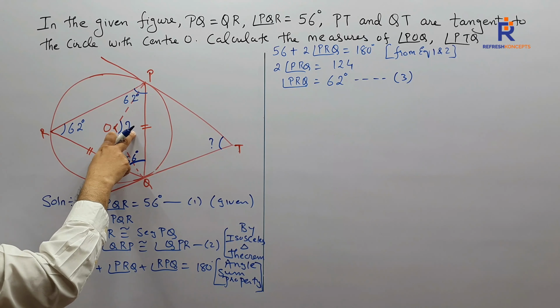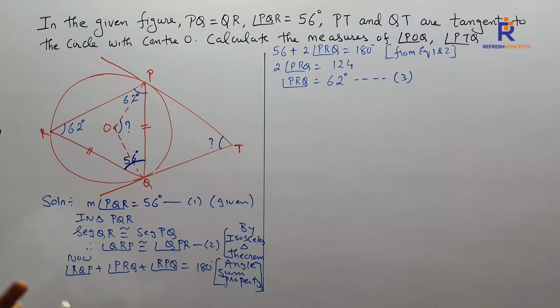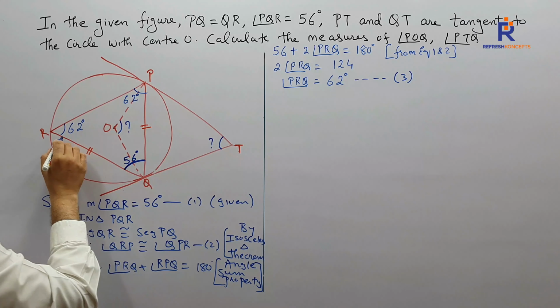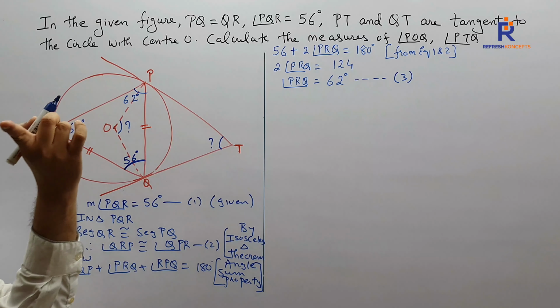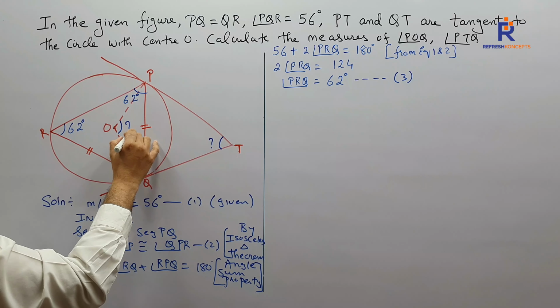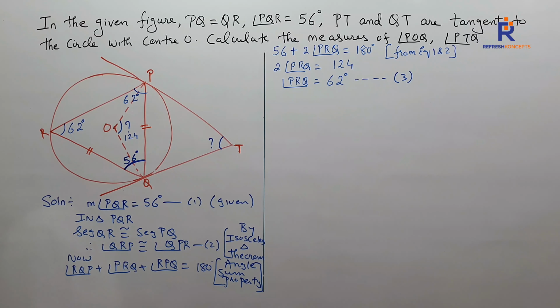In context to POQ, what is PRQ? Inscribed angle. That's it. We are done. So if this is 62, don't you think this has to be? Yes, 124. This has to be 124. So we are done with the first part, POQ.